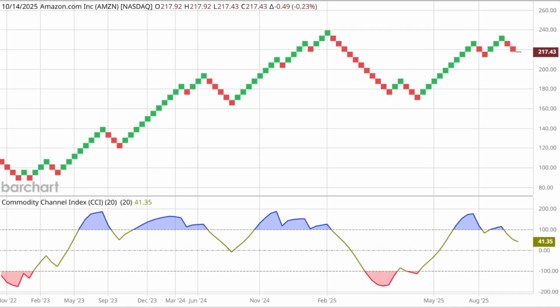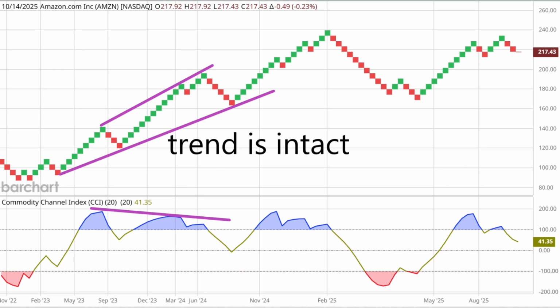Once I've confirmed the broader market trend and analyzed the stock's Renko trend lines, I also use the Commodity Channel Index, or CCI, to detect potential early reversals. Here in the Amazon Renko chart, you can see that while price is still forming higher highs, the CCI is showing lower highs. That's a divergence. This tells me momentum might be weakening and a correction could be coming soon. But since the main Renko trend is still intact, I may not make a major position change yet, maybe just tighten my stop or watch more closely.